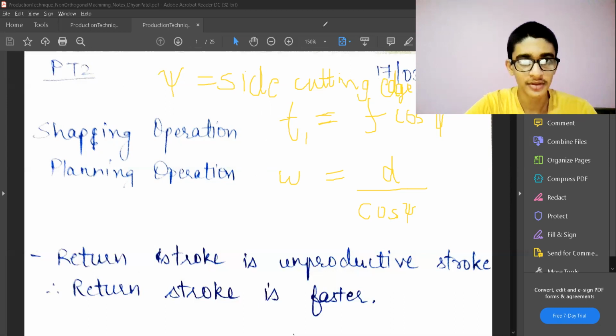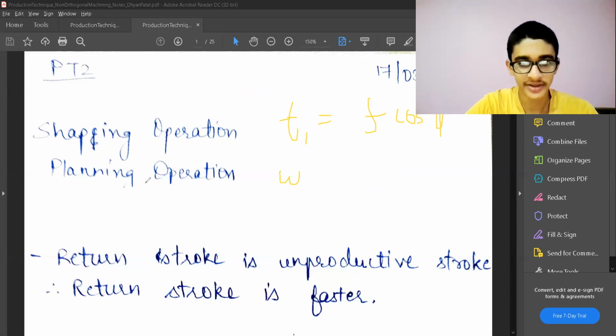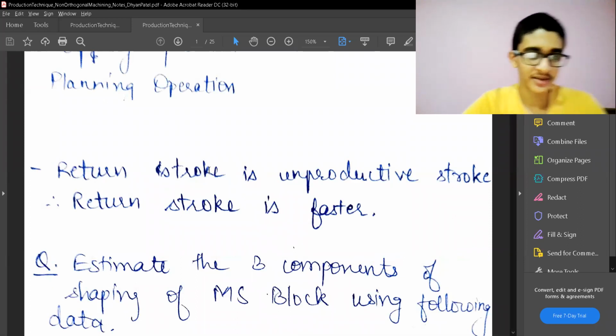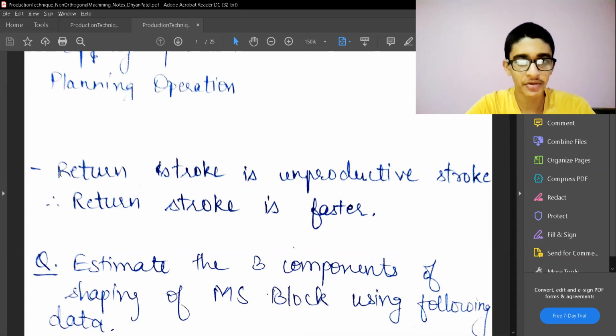Now let's come to more details of it. All other things remain the same for these operations. Also, Merchant's theory is completely applicable: the force equation, the power equation, the Merchant circle. The main point is that the return stroke is unproductive.